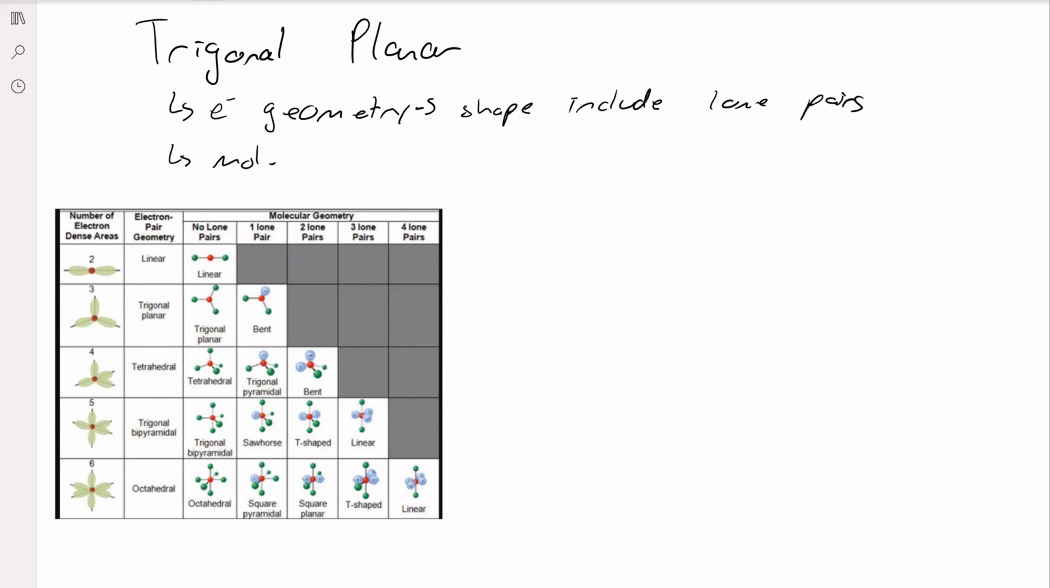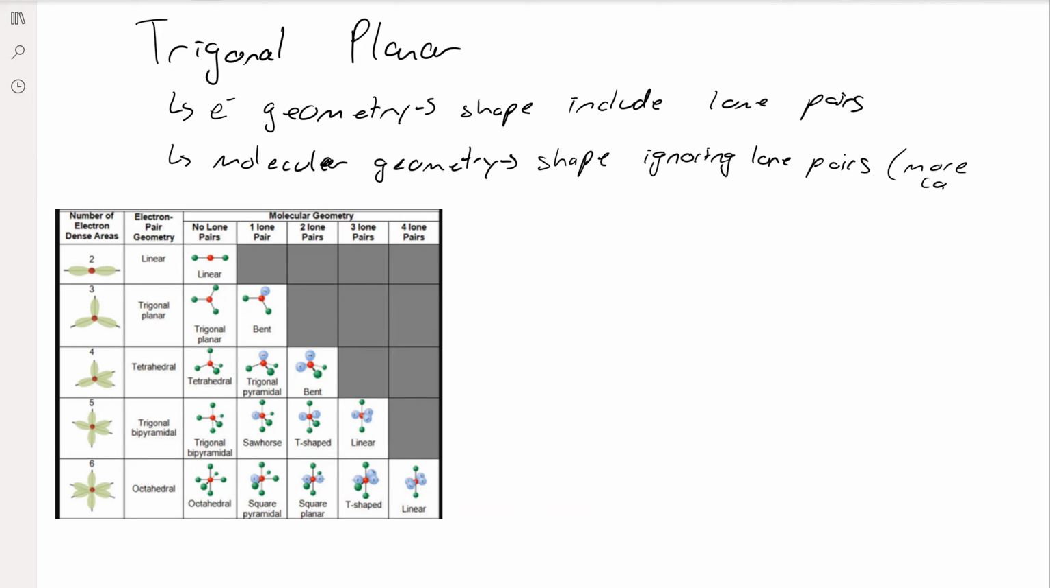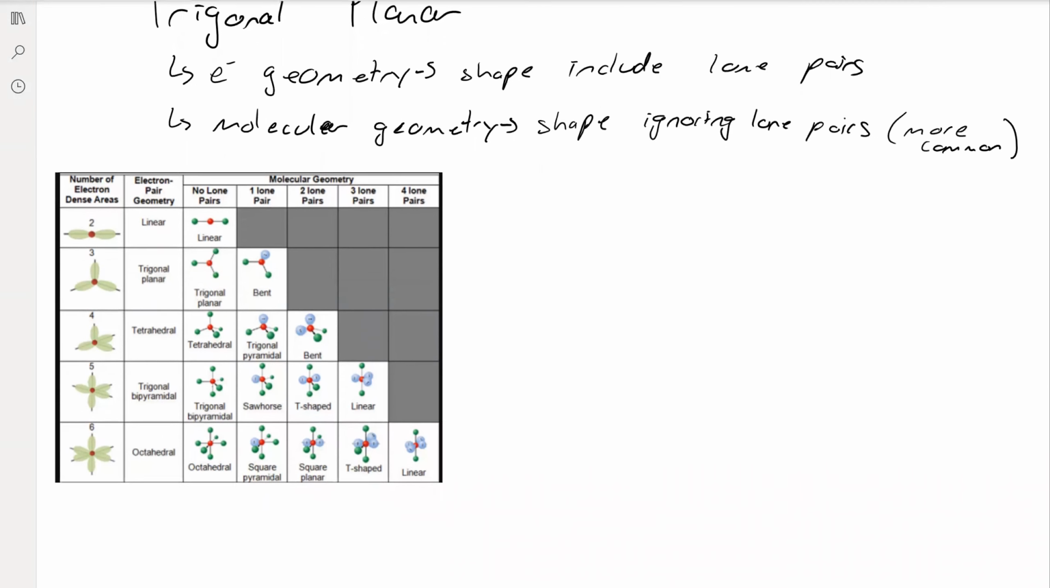And then there's the molecular geometry. And here we think about the shape, but we ignore the lone pairs. The lone pairs are still there and they still help to determine the shape, but we don't talk about it when we're talking about what the molecule looks like. Overall, the molecular geometry is much more common. So if you're ever asked just for the shape of a molecule or the geometry of a molecule and they don't specify whether it's electron or molecular geometry, they're talking about molecular geometry.